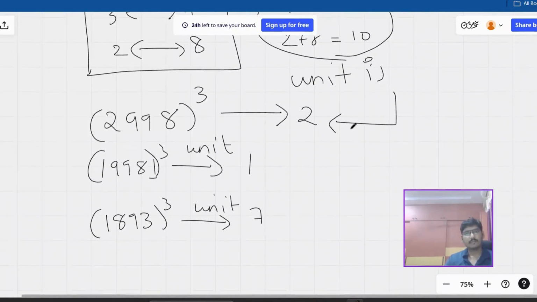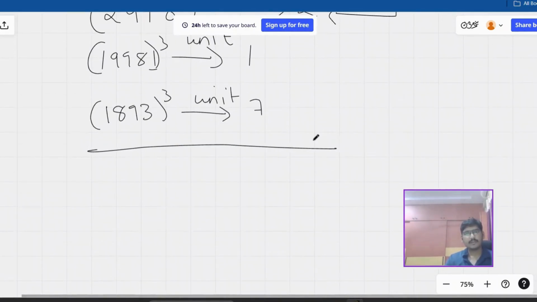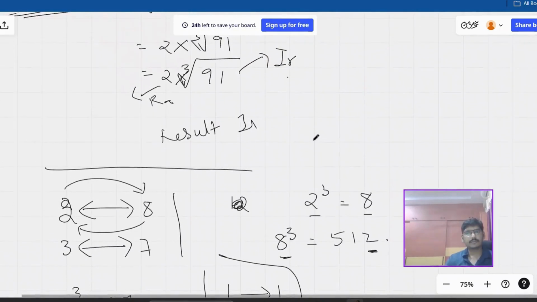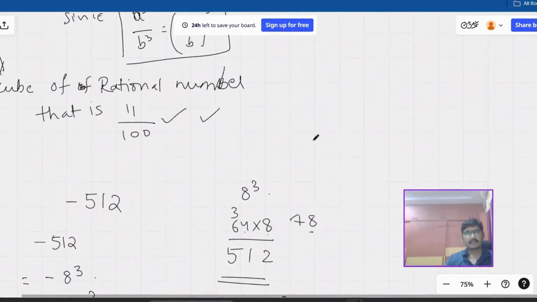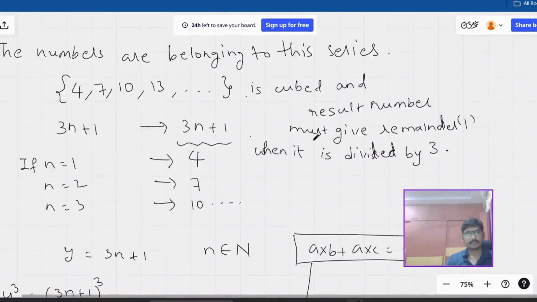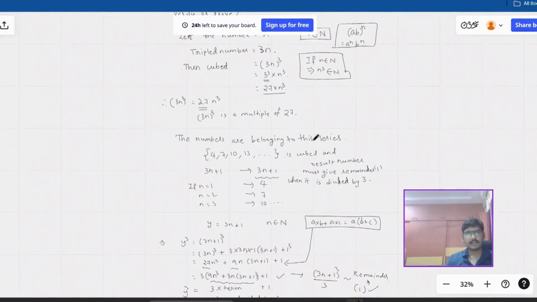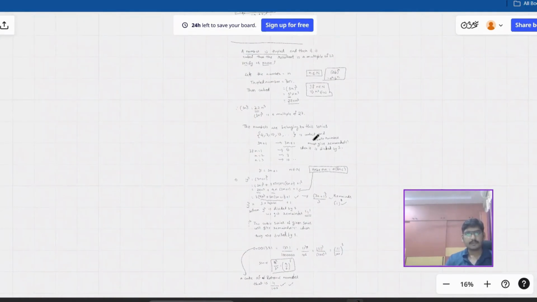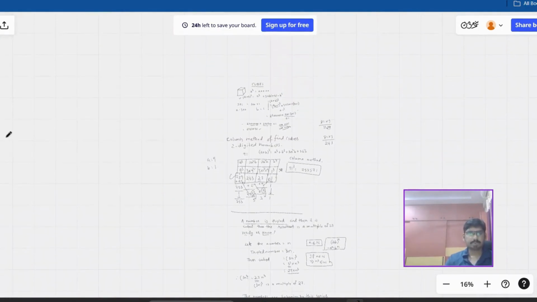These are the concepts you need to know about cubes, which are mainly asked in competitive exams and other exams too, right? We discussed cubes today and this is the concept. All the best.